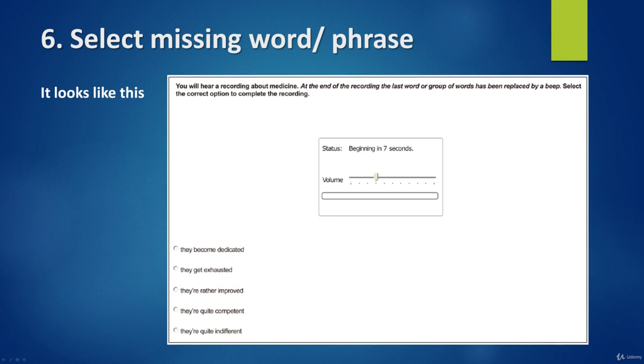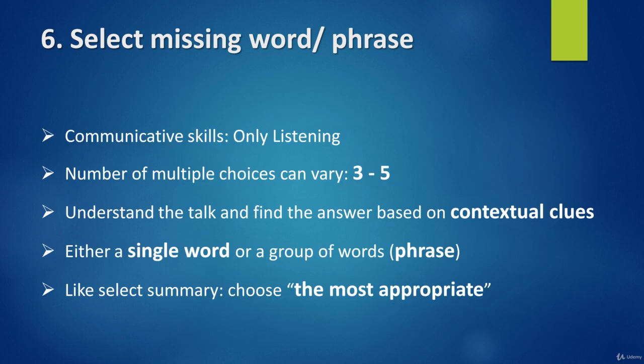Select missing word or phrase. This is how it looks like. There's a recording, and then there are a couple of options down there that you have to pick one out of them. It's very, very straightforward.